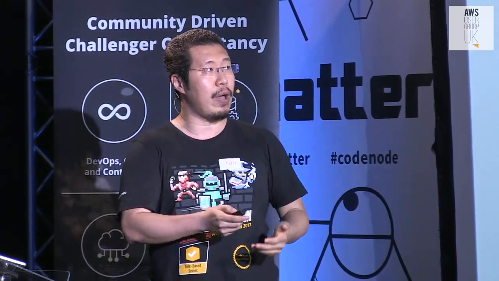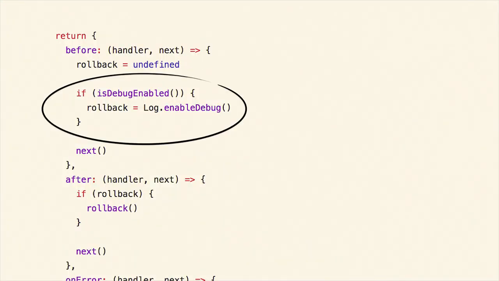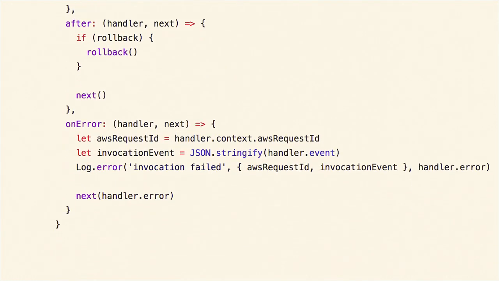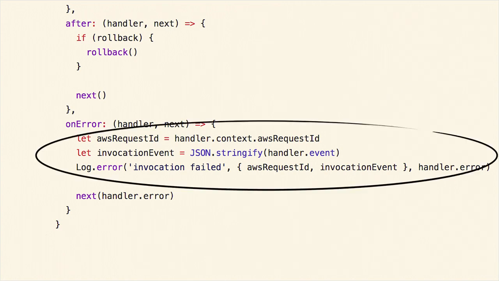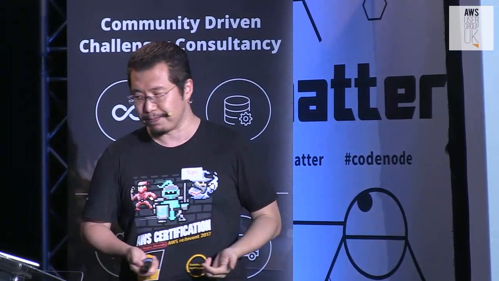So in this case, our middleware is very, very simple. Before I run my function code, I'm going to check, should I enable debug logging for this invocation? If so, I'm going to enable debug logging, and afterwards, I'm going to roll it back to the previous log level. And whenever a function errors, I also want to capture the invocation event itself and include it in a log message, so that I can then go to my logs and collect the invocation event, and then I can replay the invocation locally to simulate the problem, where I can then attach a debugger to the code so that I can step through the code to see where the problem actually is.